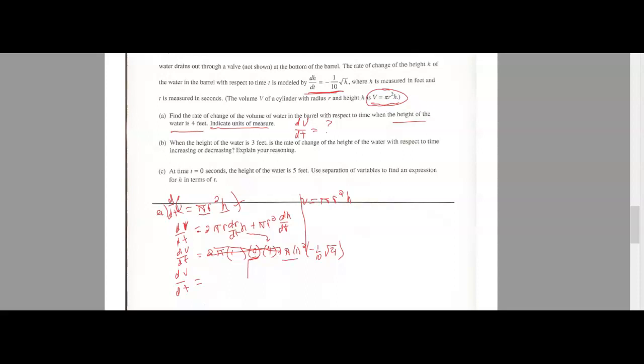So this is really just pi times 1, and then you would have negative 2/5. Sorry, negative 2/10 pi, which would reduce down to negative 1/5 pi. All right.